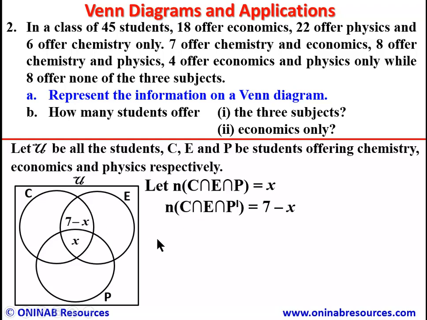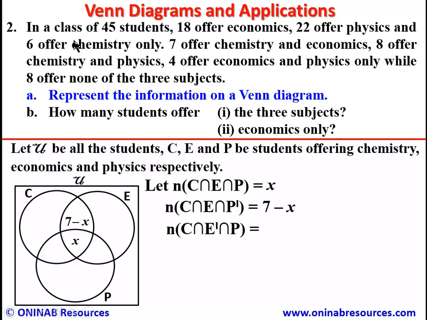Then we go for students offering chemistry and physics. So that is n of C intersection E prime intersection P. That's the number of students offering chemistry and physics only. So we go there and find the number of students offering chemistry and physics.